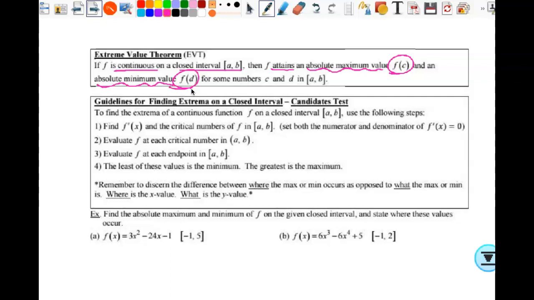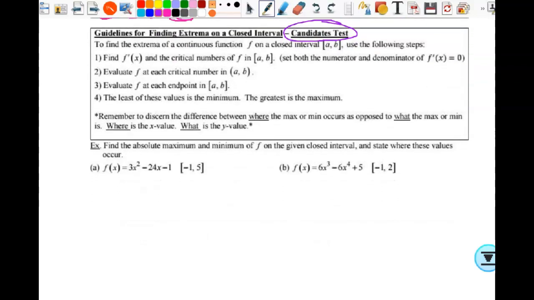Okay, so guidelines for finding this on a closed interval. Here's what we are doing. We are calling this the candidates test, and it is very specific about what you have to write down. Sometimes you can leave things off, but then it gets more complicated because you have to write more words. So it's best, in my opinion, to always put everything in there, so you don't have to worry about being specific. It makes working it out a little bit easier.